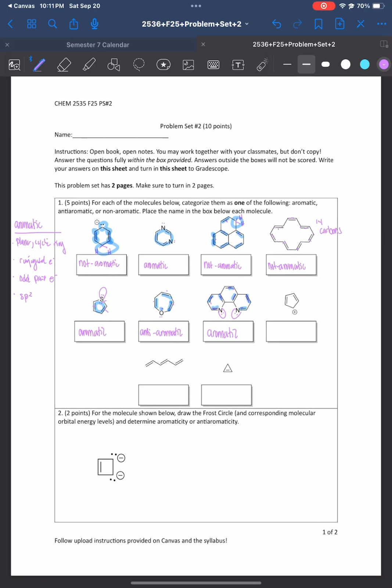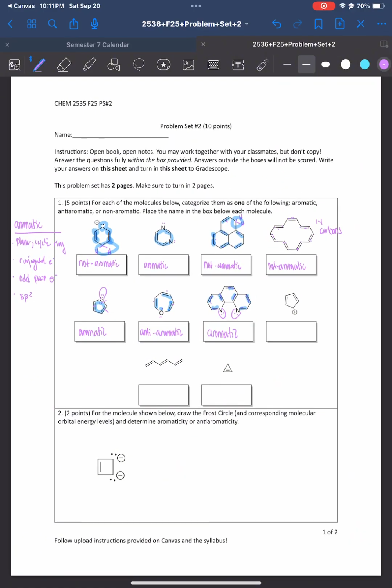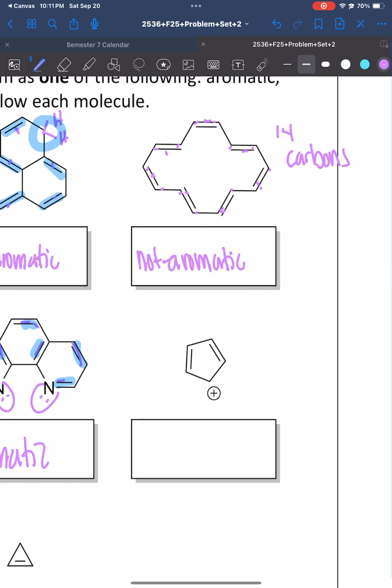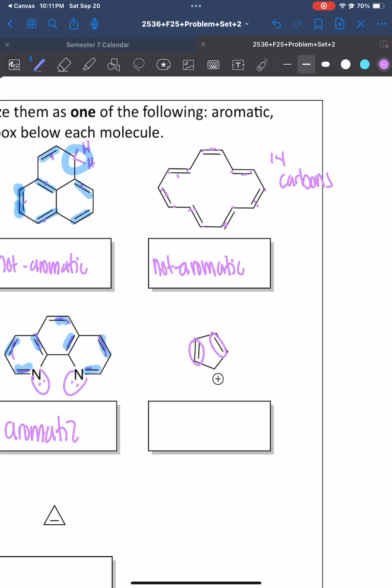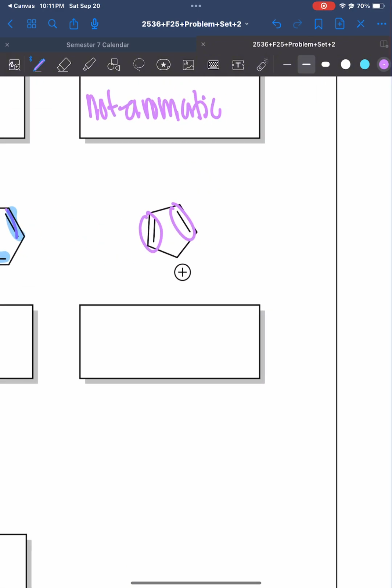Is it planar cyclic ring? I would say so. Conjugated pair of electrons? Yeah, I would say it is pretty conjugated. Now let's say odd number pair of electrons. I only see 1, 2 pairs. That is an even pair. And is everything sp2 hybridized? If we look here, I would say everything is sp2 hybridized.